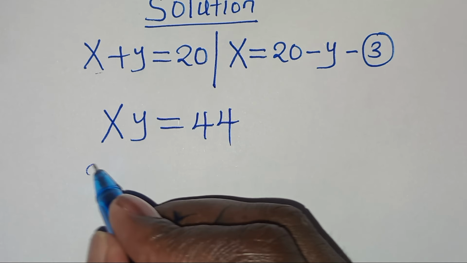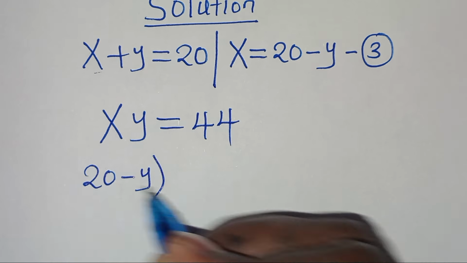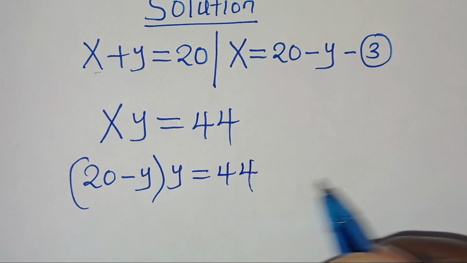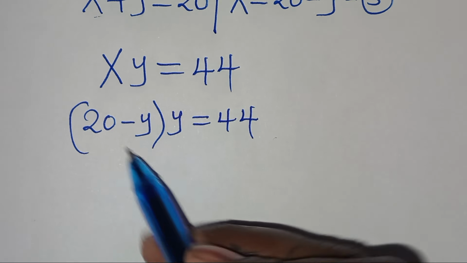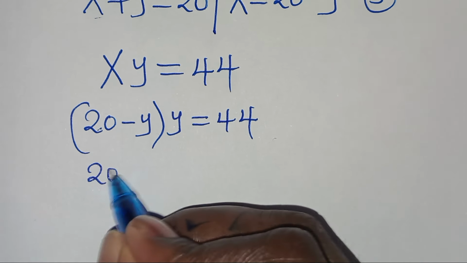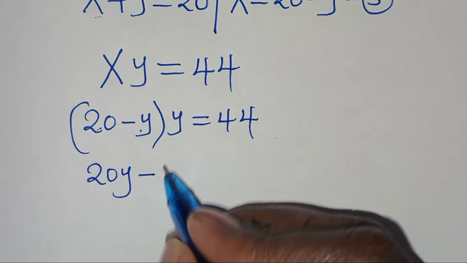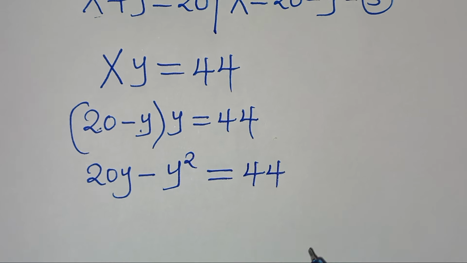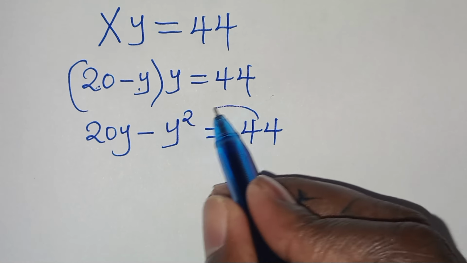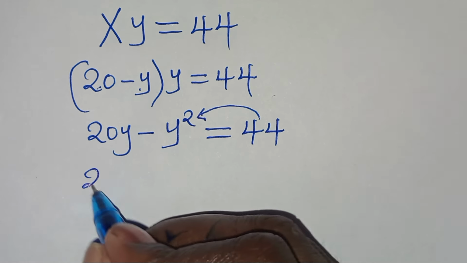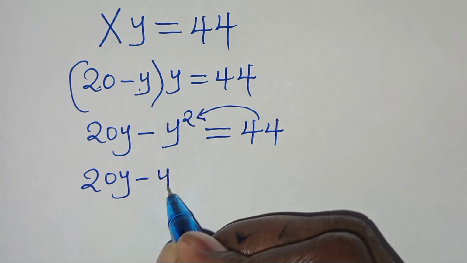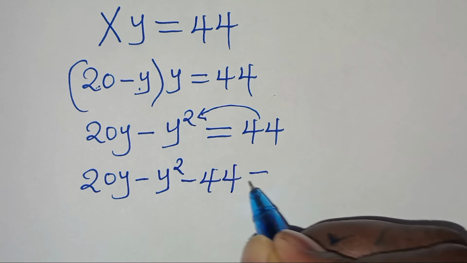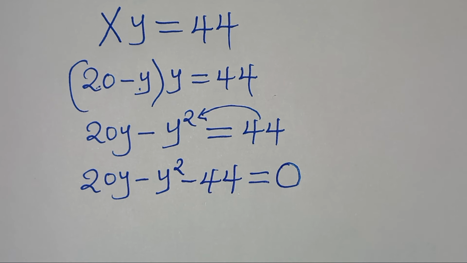Substituting x, which is 20 minus y, multiplied by y, this is equal to 44. So we have 20 times y, this is 20y, minus y times y, this is y to the power of 2, equal to 44. Now let's take 44 to the left hand side so that we have 20y minus y to the power of 2, subtract 44, equal to 0.